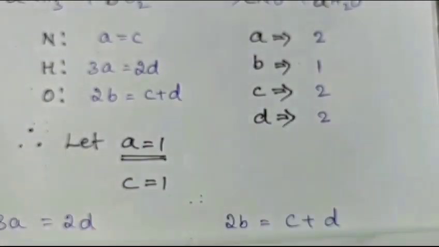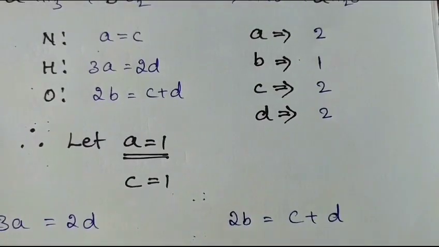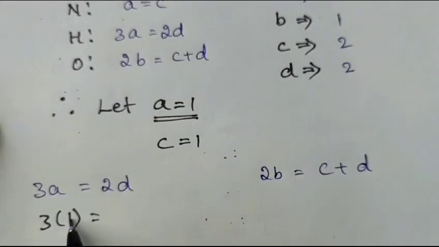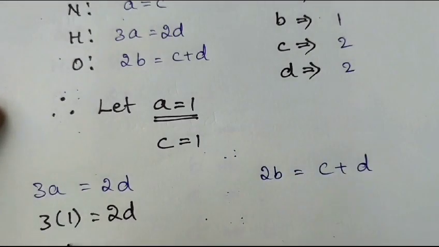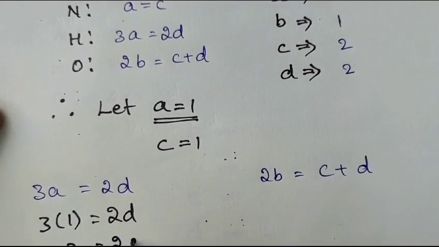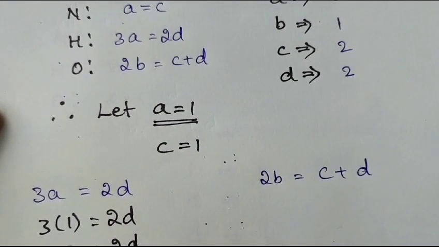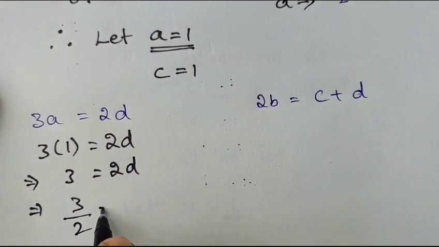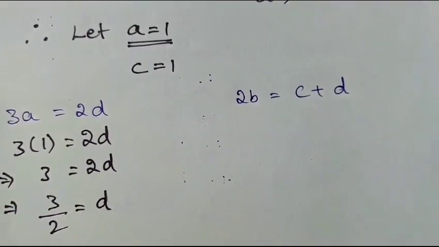Next is 3A is equal to 2D. Now let us go with it. What is the value of A here? Here A is equivalent to 1, so 3 cross 1 equals 2D. Simplify it: 3 is equivalent to 2D. Then we need to find out the value of D. The value of D is 3 by 2, that is in fraction.